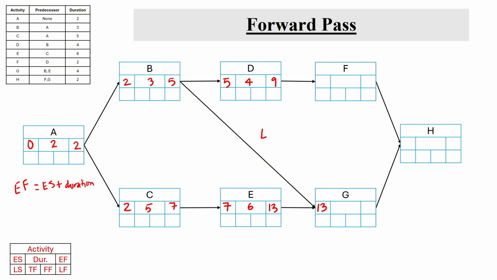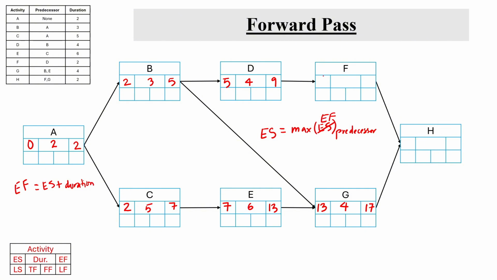So we can see that early start of any activity should be equal to the maximum of the early finish of the predecessors. So the early start of the activity G should be the maximum of the early finish of B and E, that is 5 and 13, which is 13. And then the duration of activity G is 4 days, so early finish for activity G would be 17.